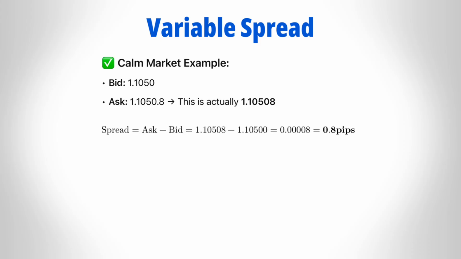Let's see an example. During a calm period, a broker that offers variable spread may have a bid price of 1.1050 and an ask price of 1.10508.